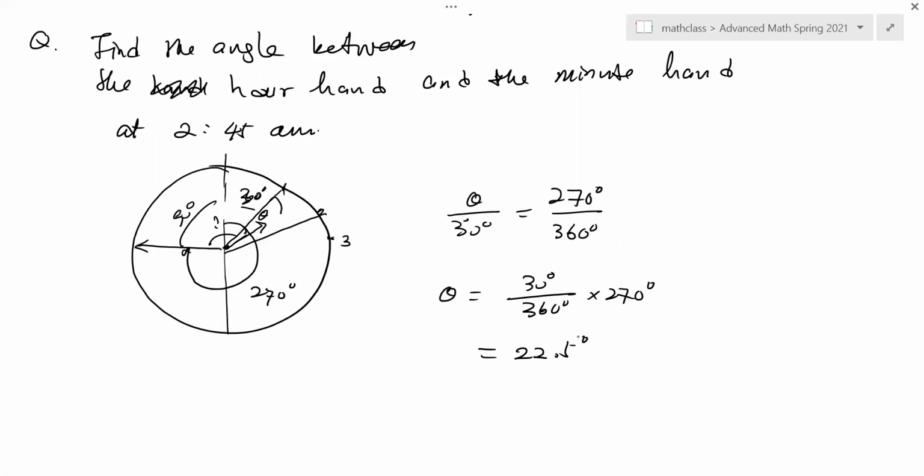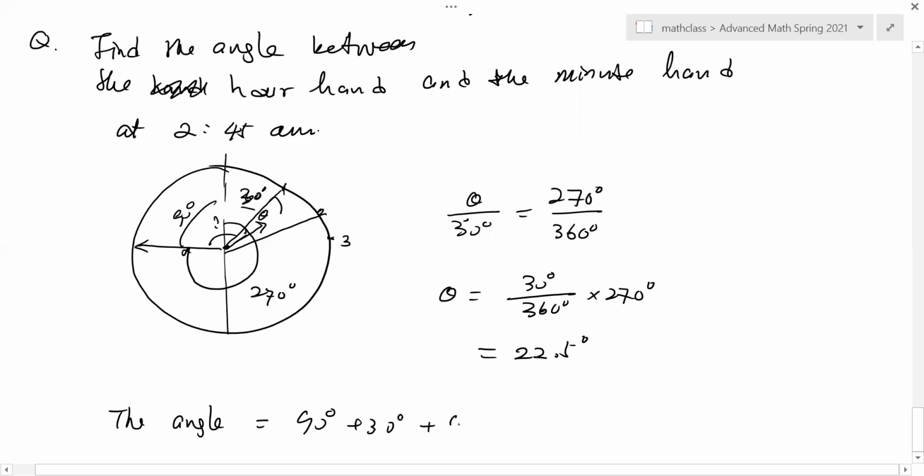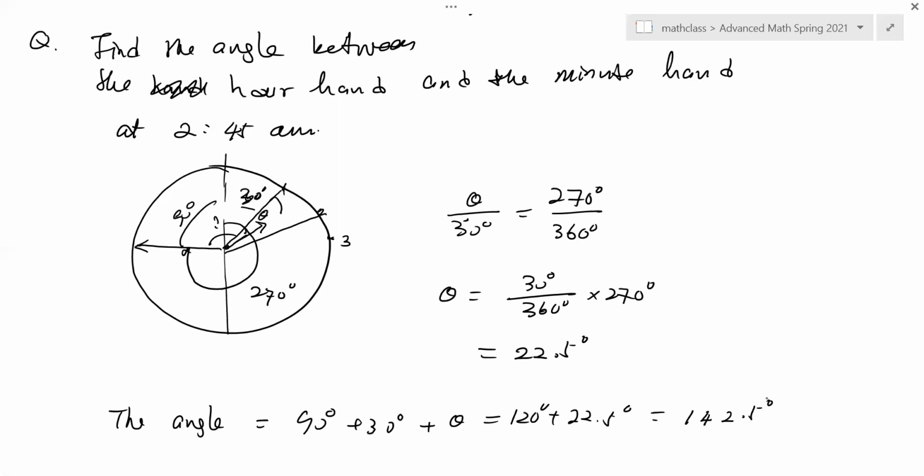Once you get theta, then you can find the angle. So the angle between them is going to be 90 degree plus 30 degree plus theta. Okay, 120 plus 22.5 degree is 142.5 degree. Yeah, that's my computation. I'm not sure if it's yours. Let's double check the work. Okay, 30 times 270 divided by 360. I think it's 22.5.